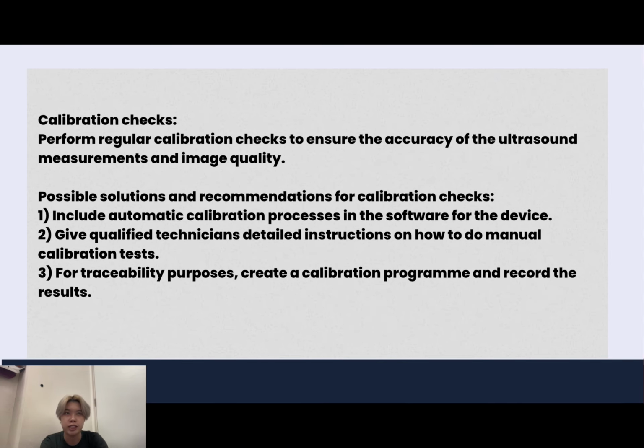Next, we have calibration checks. Perform regular calibration checks to ensure the accuracy of the ultrasound measurements and image quality. Possible solutions and recommendations for calibration checks include, firstly, automatic calibration processes in the software for the device. Secondly, give qualified technicians detailed instructions on how to do manual calibration tests. Thirdly, for traceability purposes, create a calibration program and record the results.